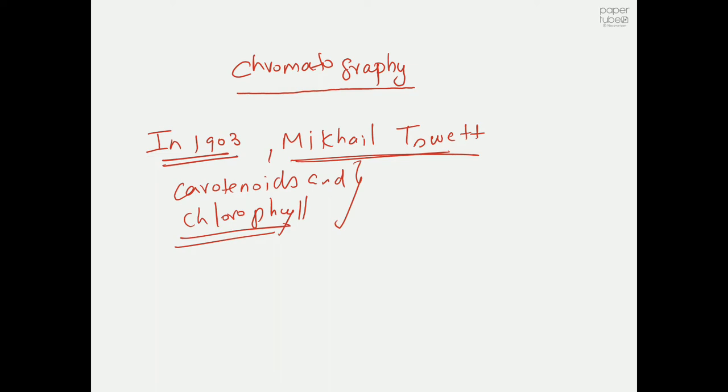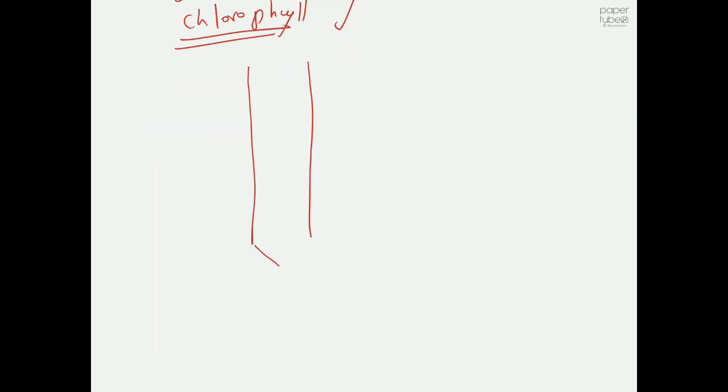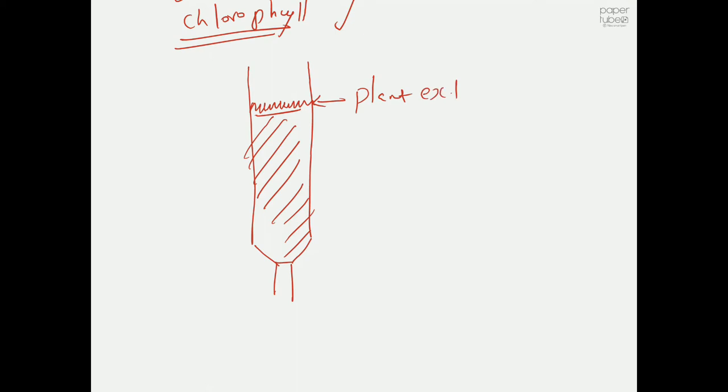So what he did is he took a glass column. He filled the column with some solid material, and then he placed the plant extract on top of this column. Let's call this the inlet of the column, or if you want, we can call it the column inlet.